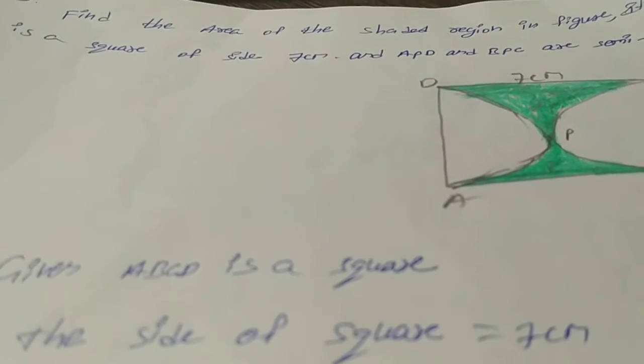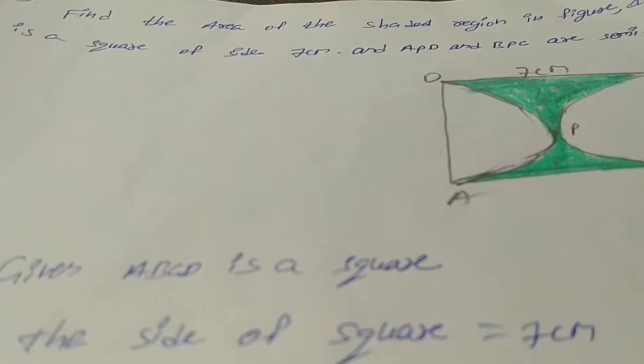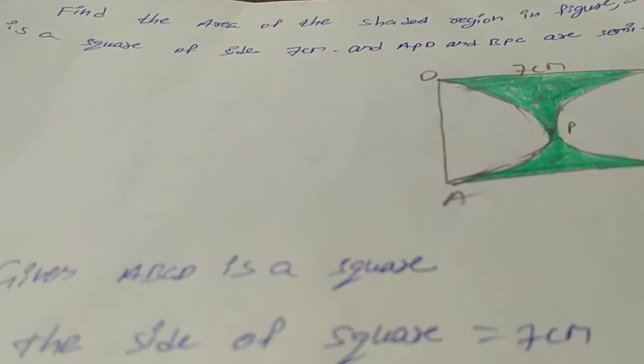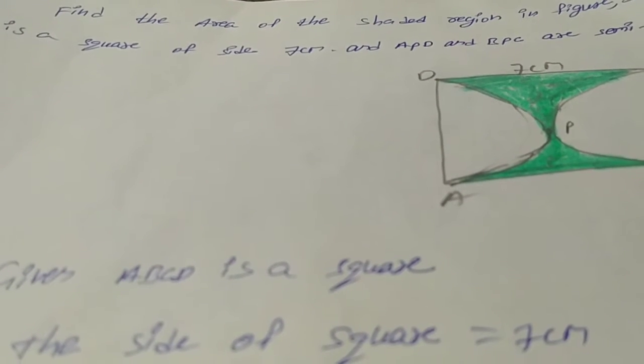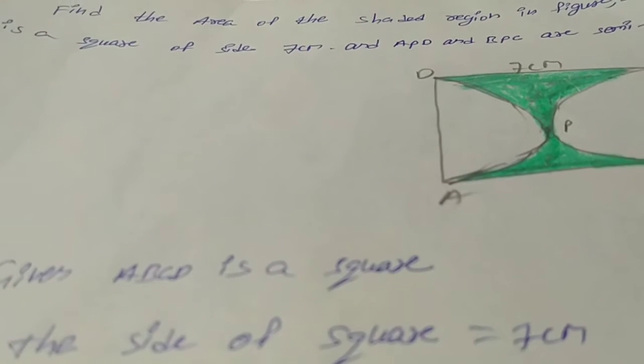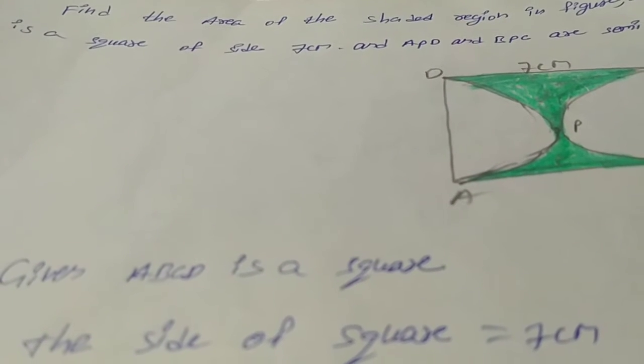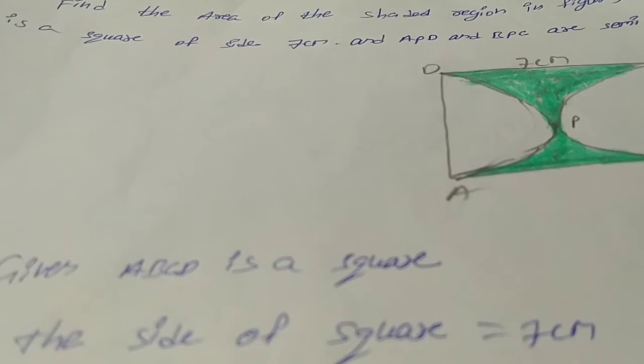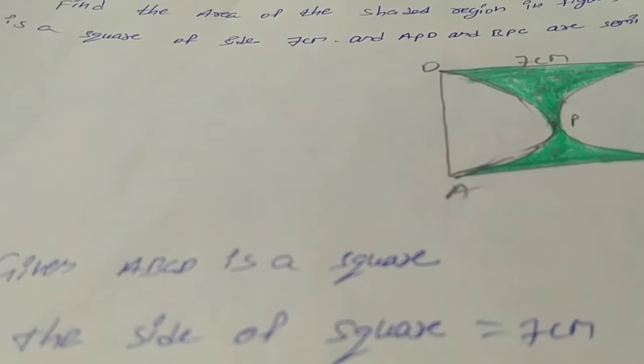Here is chapter Areas Related to Circles, exercise 9.3, fifth problem. Students, this exercise is very important for your main examination. There are a total of 8 problems, and all 8 are very important. All questions are very important. You have to focus on each and every question. So, my dear students, here you go.